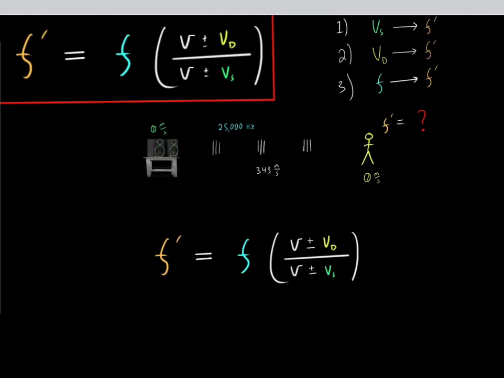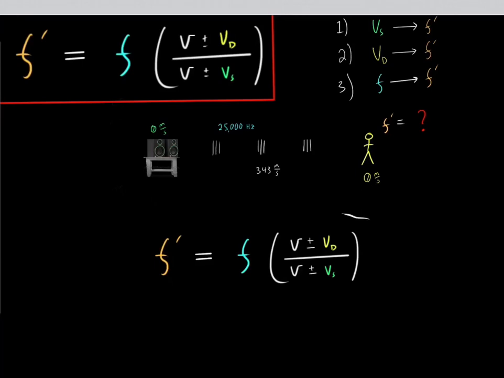So let's do an example. Let's say the velocity of the source of sound, or you can say the velocity of the speaker, is 0 meters per second, so it's not moving. Let's say it's programmed to create sound at 25,000 hertz frequency. Let's say the velocity of sound is 343 meters per second. And let's say the velocity of this detector is 0 meters per second. So this detector is stationary, it's not moving. Under these conditions, what's going to be the frequency of sound perceived by this detector?